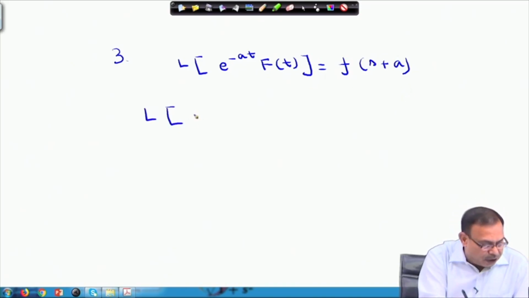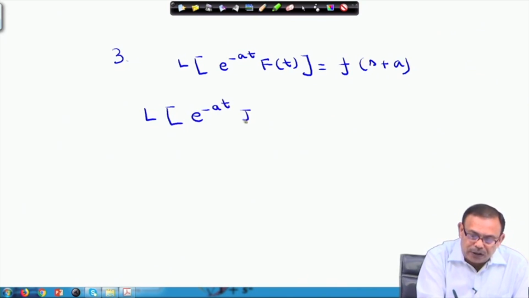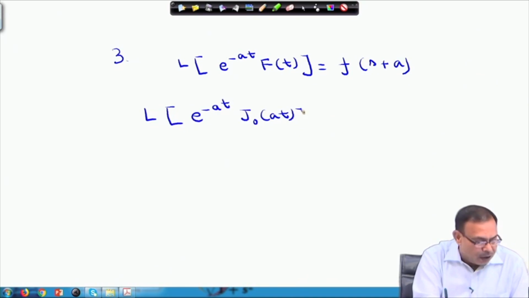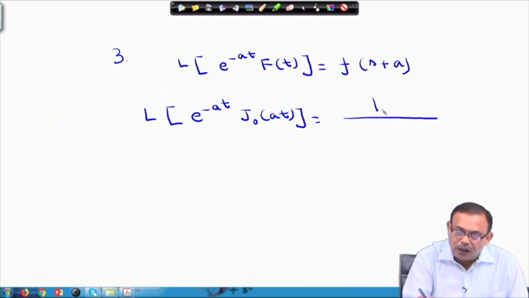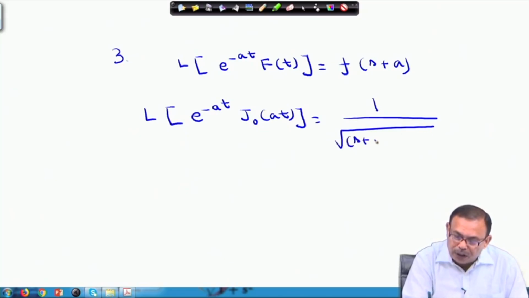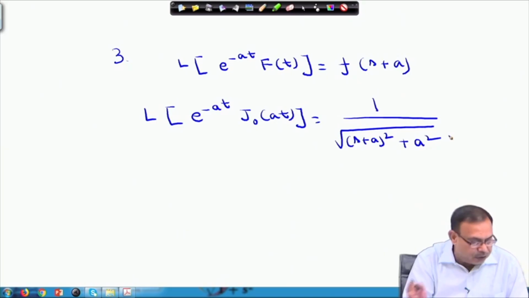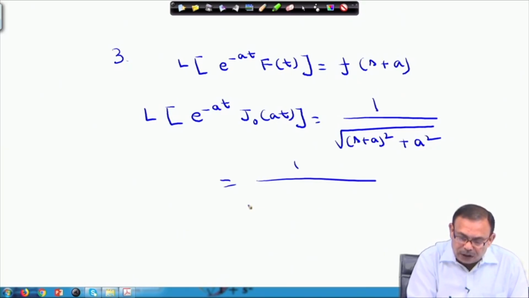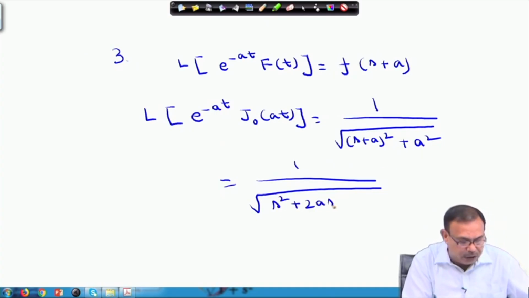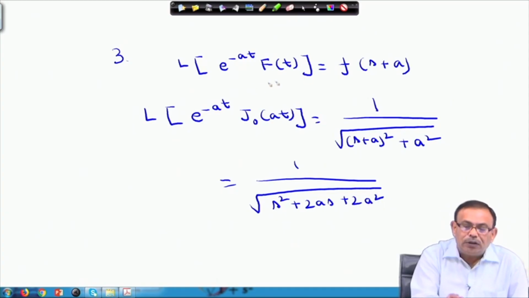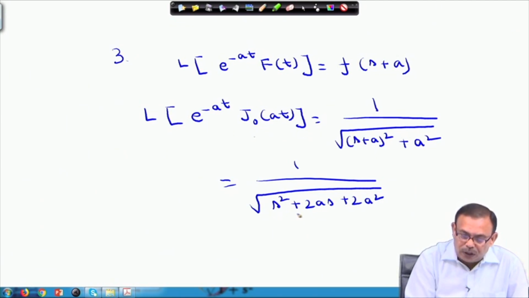So, the Laplace transform of e power minus at into J0(at) is equal to simply s replaced by s plus a in the earlier example. So, 1 by root over (s plus a) whole square plus a square, and I will obtain the result as 1 by root over s square plus 2as plus 2a square. So, I am getting the Laplace transform of e power minus at J0(at) as 1 by root over s square plus 2as plus 2a square.